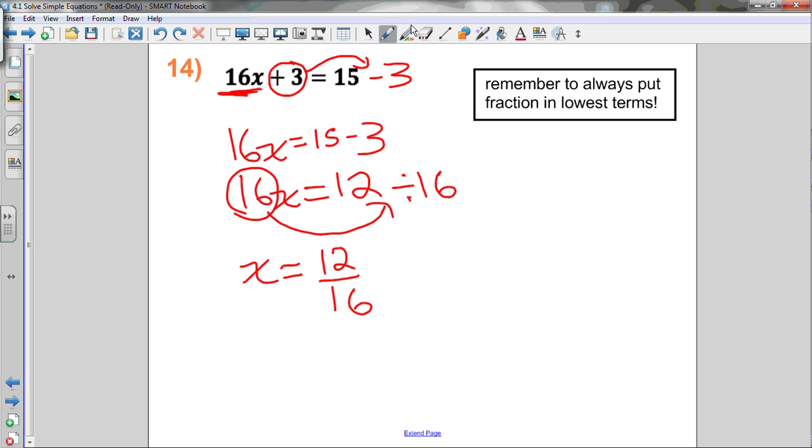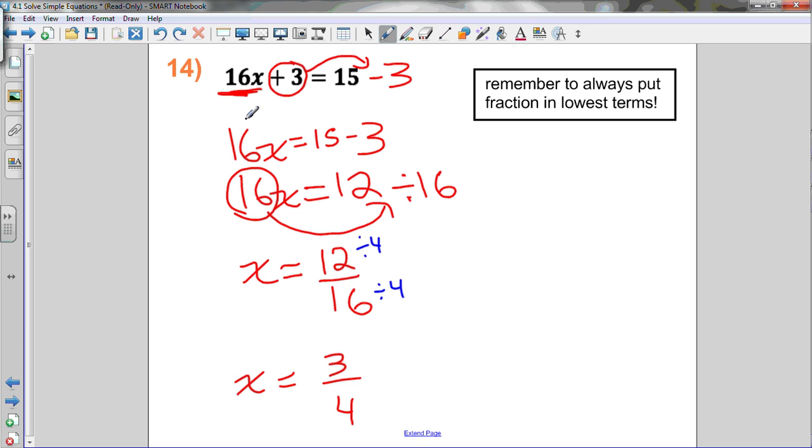And let's put this into simplest terms. 12 over 16, what goes into 12 and 16? 4 does. So divide the top and the bottom by 4 because 4 goes into both of those. 12 divided by 4 is 3. 16 divided by 4 is 4. So 12 over 16 is equal to 3 over 4. And that's our final answer for this one.